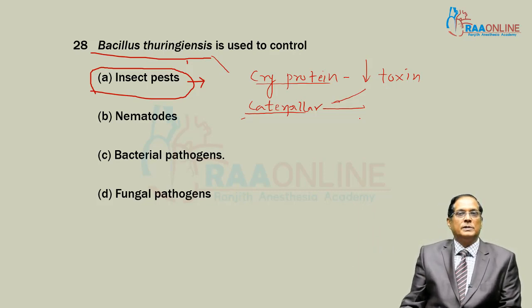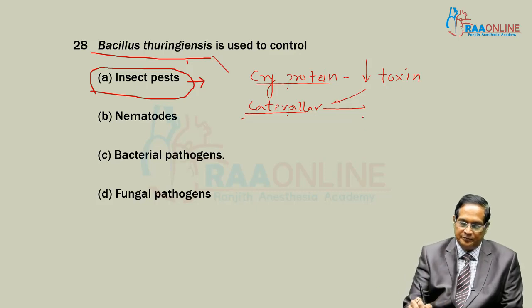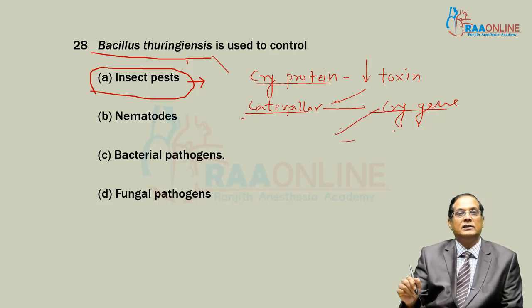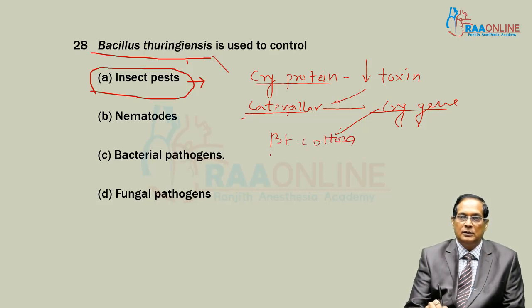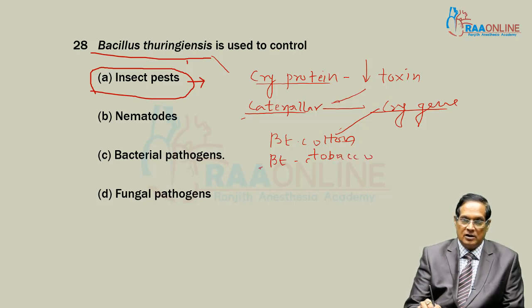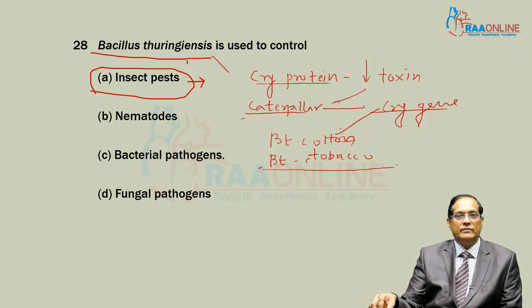Now the genes of this particular bacterium are taken and incorporated into certain plants by genetic engineering. So the cry gene is taken out from these bacteria and incorporated into a number of plants, so they are able to produce that toxin naturally. A few examples are Bt cotton and Bt tobacco. They are all genetically modified crops.